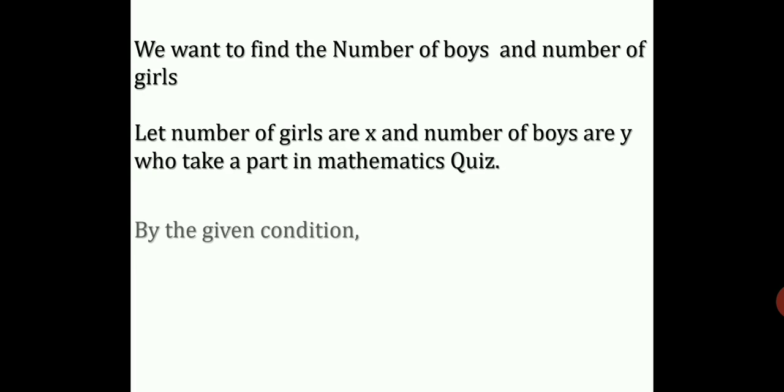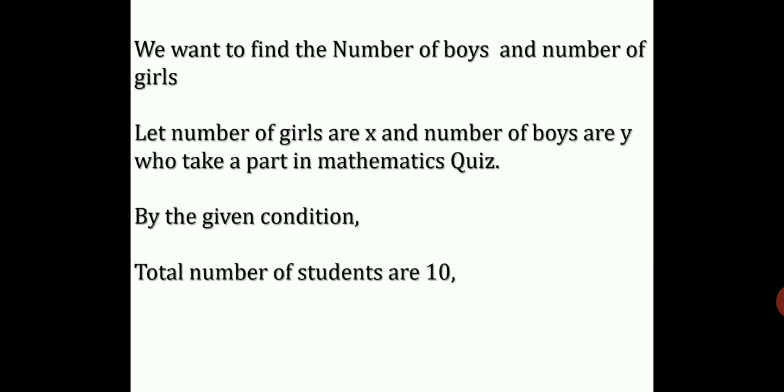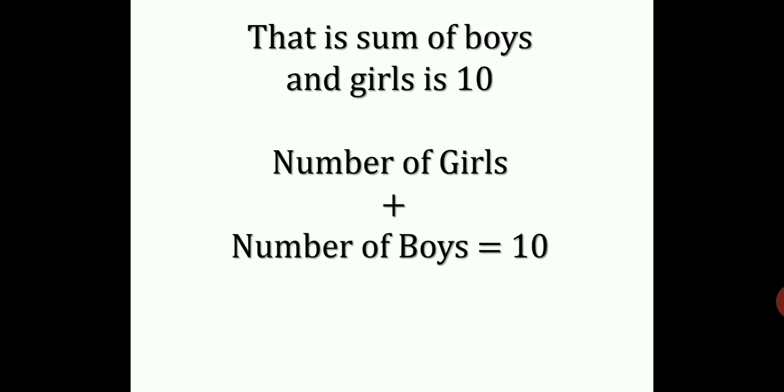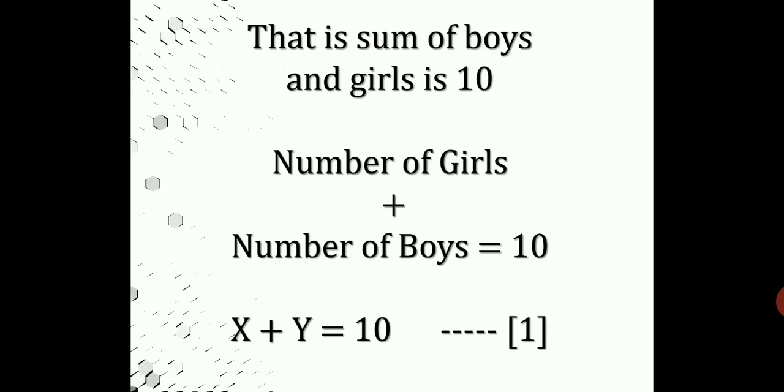The first condition is that total students are 10. Means what? Number of boys plus number of girls equals 10. The number of boys is y and the number of girls is x. So the condition is x plus y equals 10. This is equation number 1.